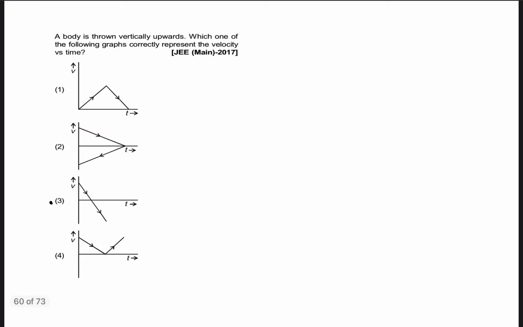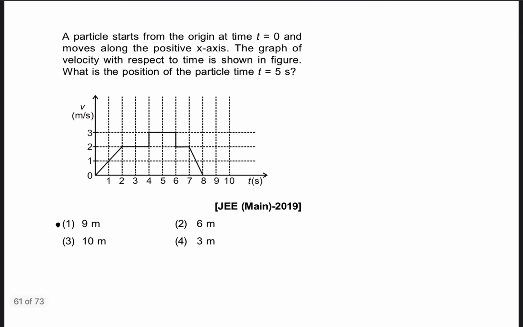Next one, a body is thrown vertically upward. Which one of the following graphs correctly represents the velocity against time? I have already given the velocity time graph. Velocity is in the upward direction. Which of the following is the velocity time graph? So, already given, the third graph is the correct graph.